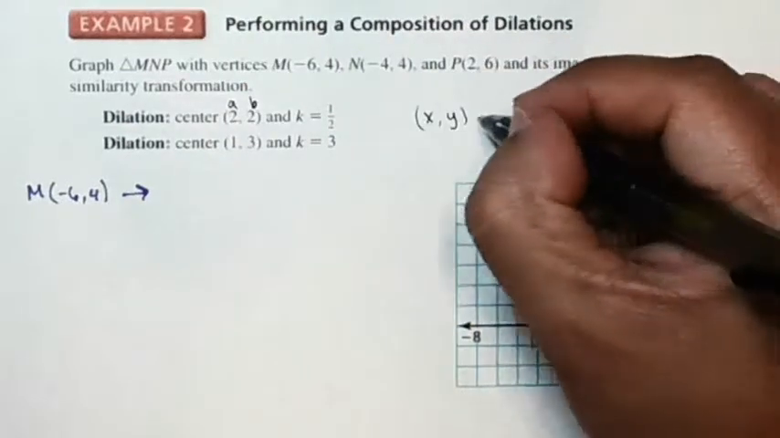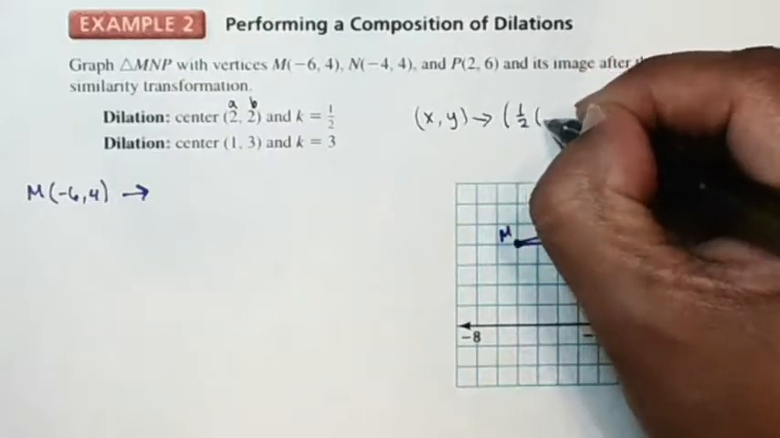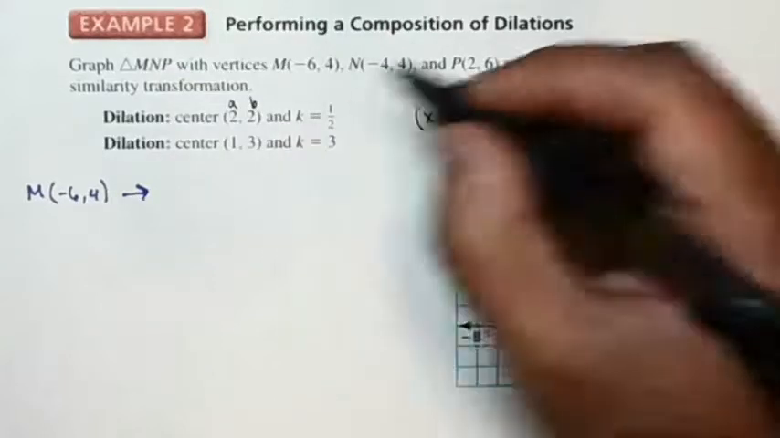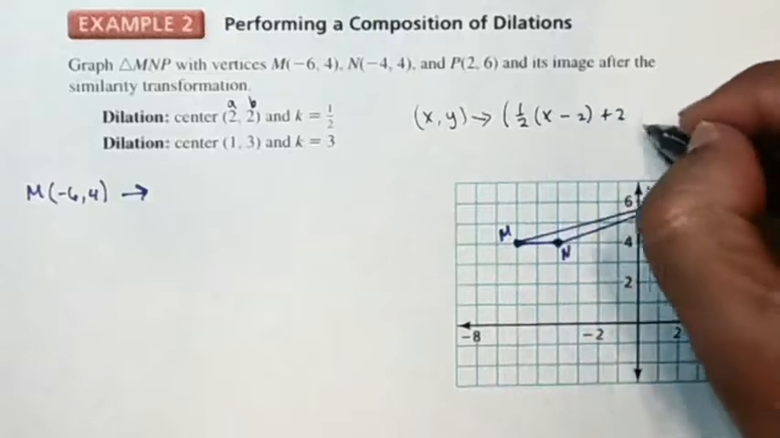I'm going to do a generic version of it. This is going to be 1/2. I'm going to take my x value, and I'm going to subtract my a, which is 2, and I want to add the 2.